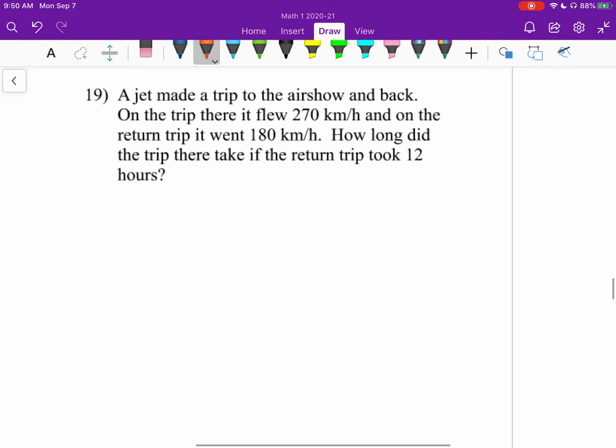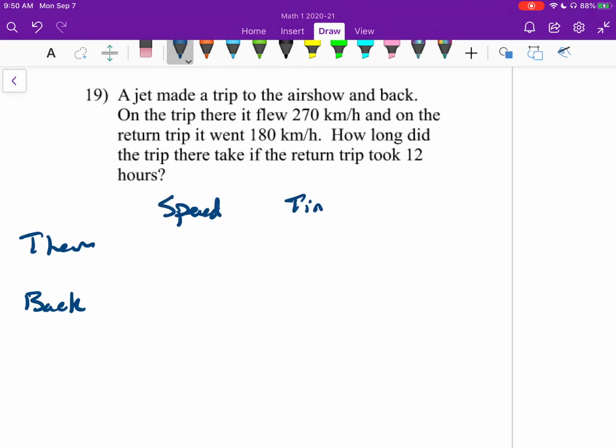All right, number 19. A jet made a trip to the air show and back. So this is a there and back problem. So let me go ahead and make my chart: there, back, speed, time, distance. On the trip there, it flew 270 kilometers per hour. So right here, I'm going to put 270. And on the return trip, it went 180. How long did the trip there take if the trip back took 12 hours?